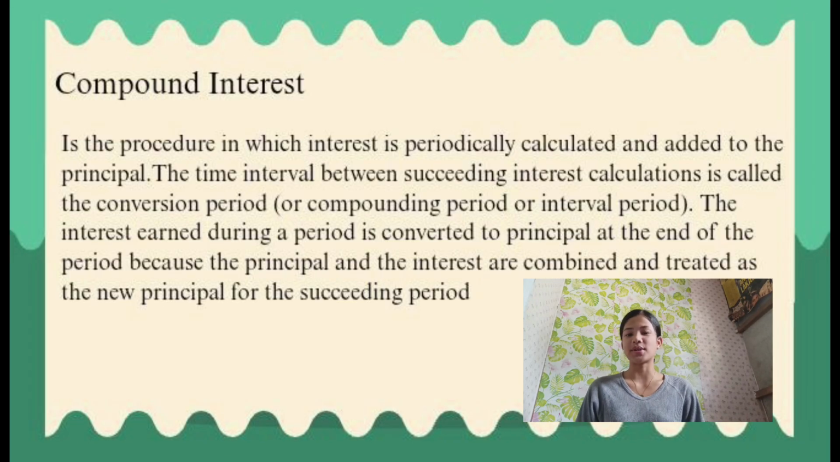Compound interest is the procedure in which interest is periodically calculated and added to the principal. The time interval between succeeding interest calculations is called the conversion period, or compounding period, or interest period. The interest earned during a period is converted to principal at the end of the period because the principal and the interest are combined and treated as the new principal for the succeeding period.